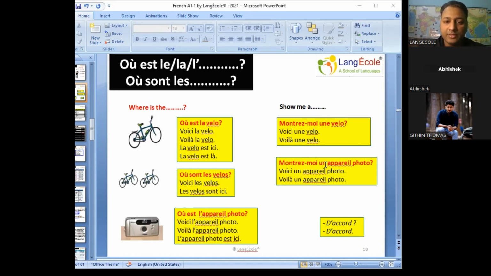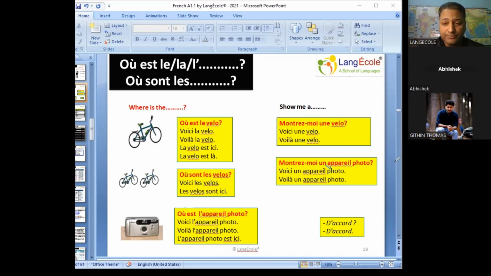Montrez-moi un appareil. When it is alone, un is pronounced like 'un'. But this one goes together with the word followed by it, so 'un appareil photo'. Liaison. Okay. Montrez-moi un appareil photo. Très bien, très bien.